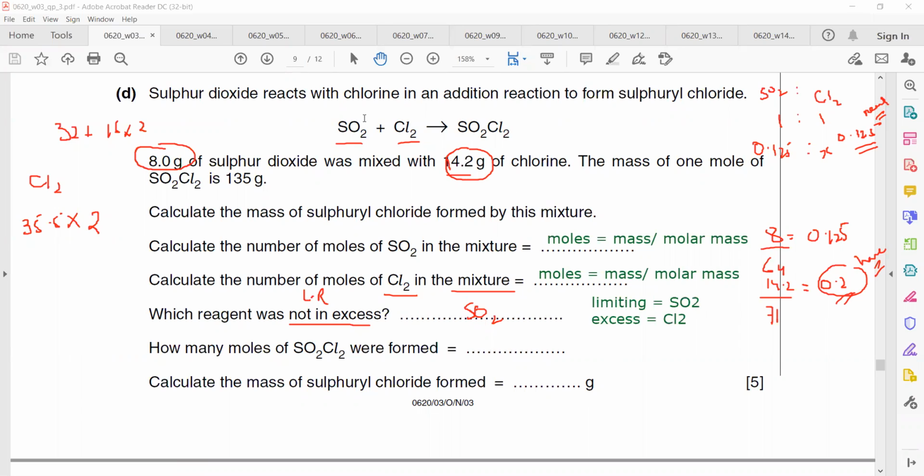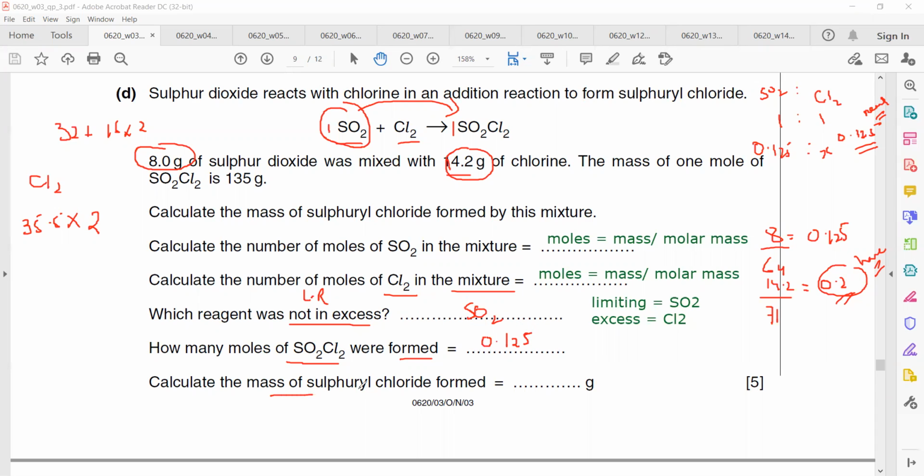But they're asking which one is not in excess, or which one is the limiting reagent. So sulfur dioxide. Then how many moles of sulfuryl chloride are formed? Whenever you're finding the amount of a product, you always take the limiting reagent. So sulfur dioxide is the limiting reagent. We'll take the ratio between sulfur dioxide and sulfuryl chloride. The ratio between them is 1 to 1. So how many moles of sulfur dioxide are there? 0.125. So how many moles of sulfuryl chloride will there be? It will also be 0.125.